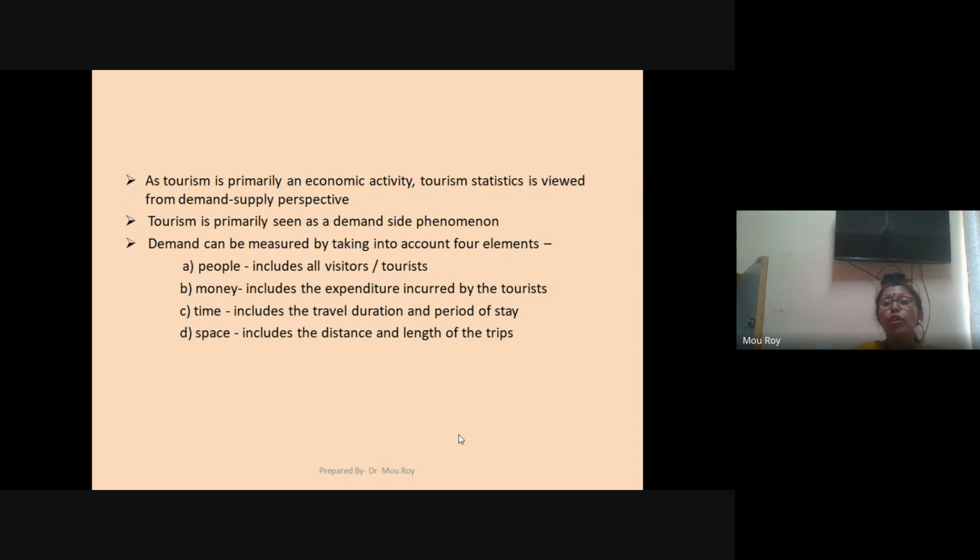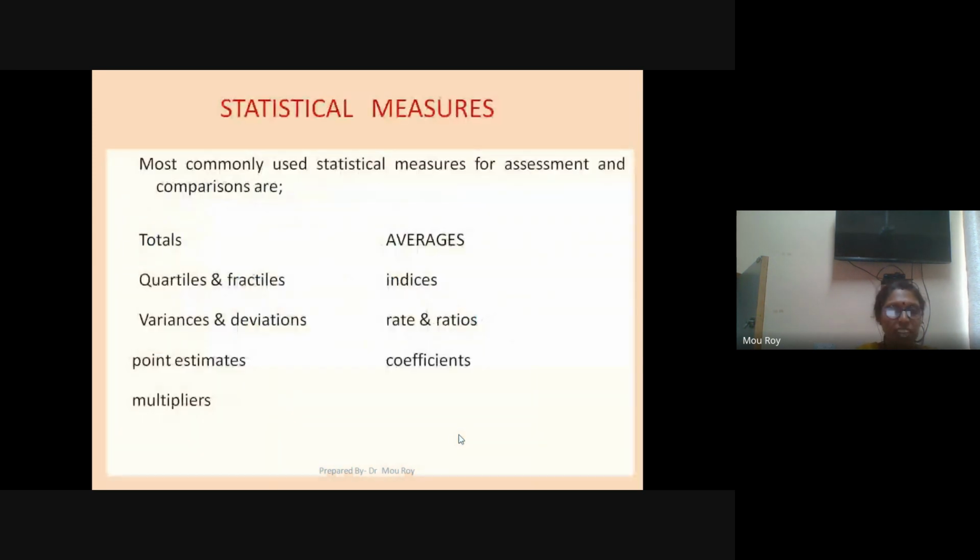Okay, so the demand is there. That is why tourism is now considered one of the largest industries, because the demand is there. Once you work, you earn, you accumulate, then you want to enjoy life, you want to enjoy the beauty of the country. That is very important. So demand can be measured by taking into account people, money, time, and space. That is very important.